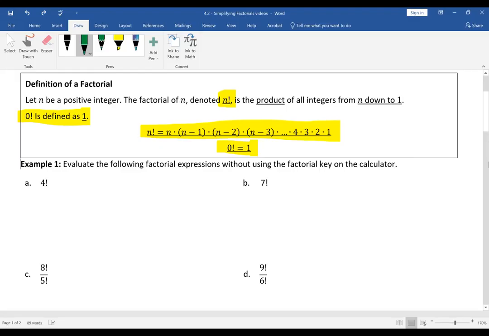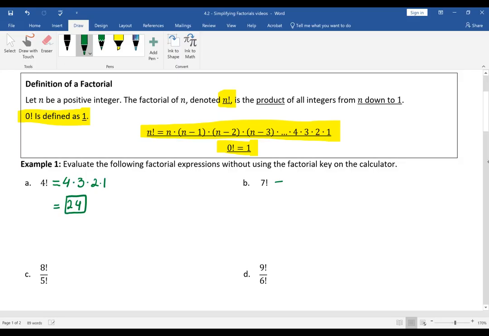Example 1. Evaluate the following factorial expressions without using the factorial key on the calculator. Part A, 4 factorial equals, look at the definition. It says we have to multiply all the integers from 4 down to 1. What's the number before 4? 3. So we're going to multiply 4 times 3 times 2 times 1. 4 times 3 is 12. 12 times 2 is 24, times 1 equals 24. So 4 factorial equals 24.